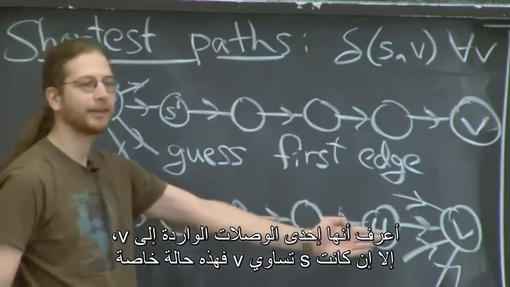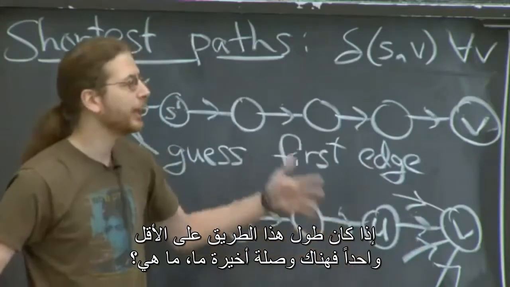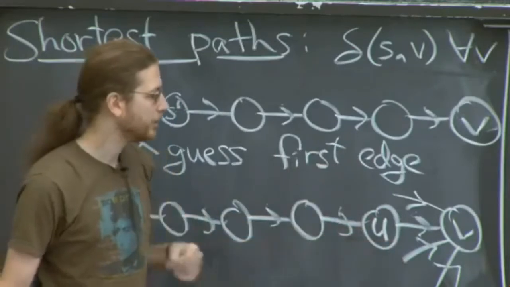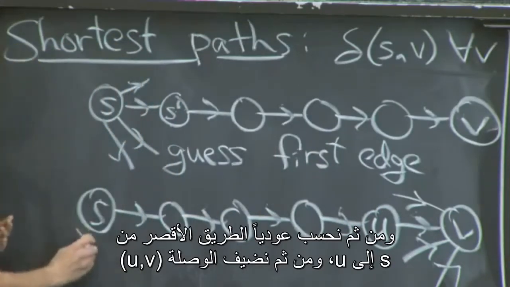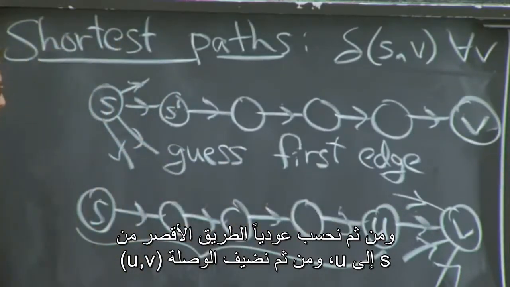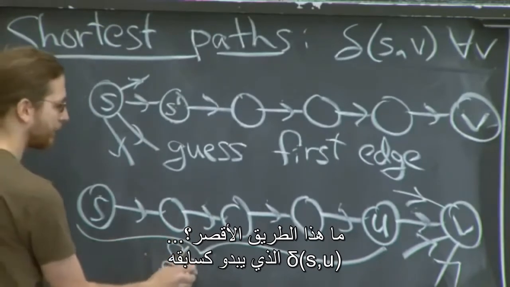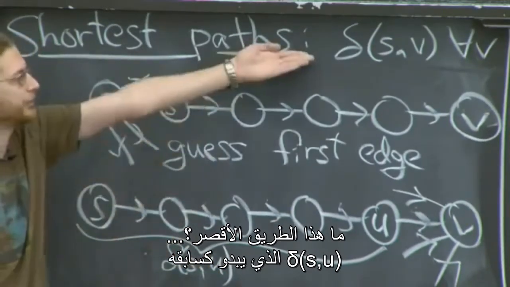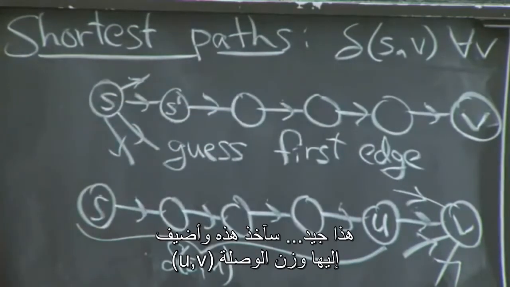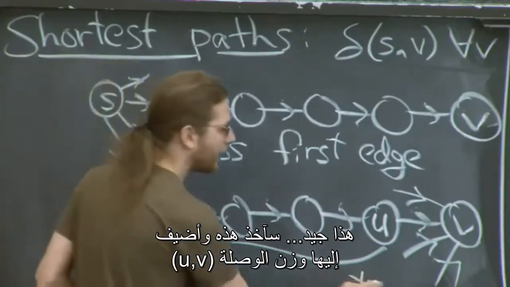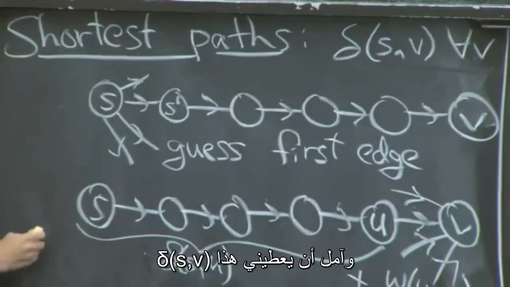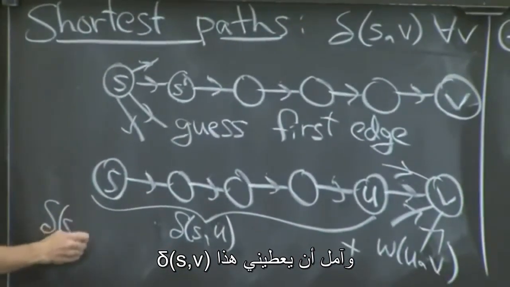As long as this path has length at least 1, there's some last edge. What is it? I don't know. Guess. Guess all the possible incoming edges to V. And then recursively compute the shortest path from S to U, and then add on the edge UV. Okay, so what is this shortest path? It's delta of S comma U, which looks the same. It's another subproblem that I want to solve. There's V subproblems here I care about. So that's good. I take that. I add on the weight of the edge UV. And that should hopefully give me delta of S comma V.